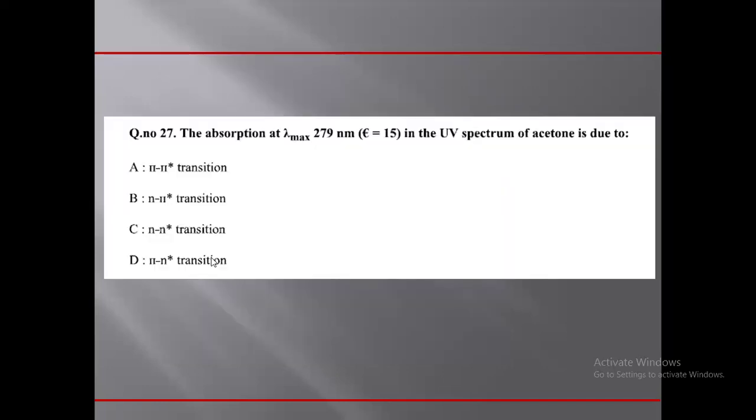Question number 27. The absorption at lambda max 279 nanometer, epsilon equal to 15, in the UV spectrum of acetone is due to. Here you have to write the transitions. Pi to pi star transition, n to pi star transition, n to sigma star transition, and pi to sigma star transition. You can look at acetone. Acetone has a C double bond O, which means n to pi star transition. So answer B is correct.